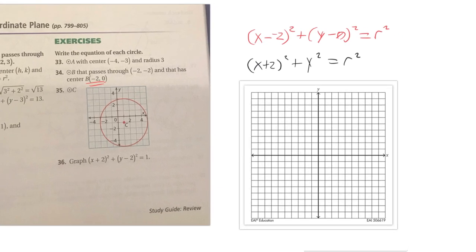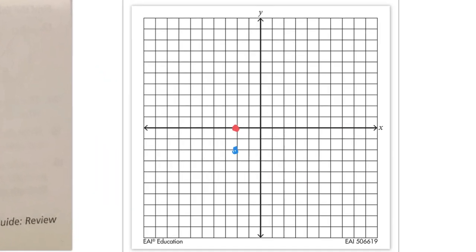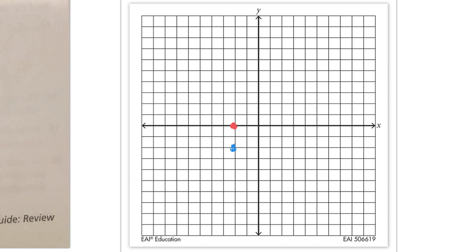So you don't necessarily have to graph the situation when you're doing the problem, but to illustrate what's happening, I'm going to draw the center right here, and then apparently there's this other point at -2 comma -2, which means that we have a circle that kind of goes around like that, right?